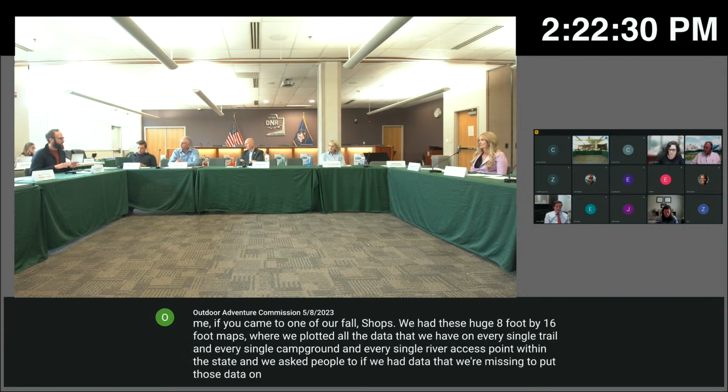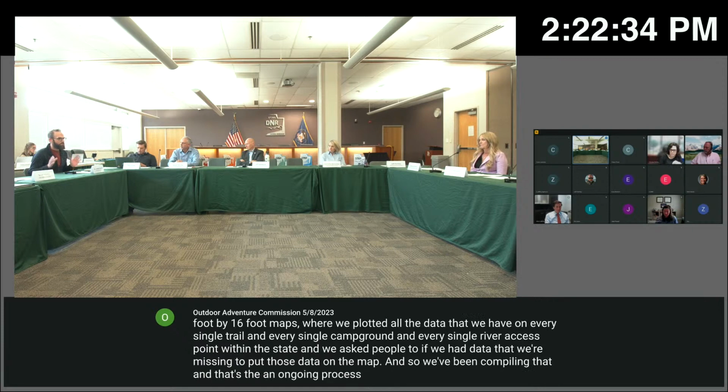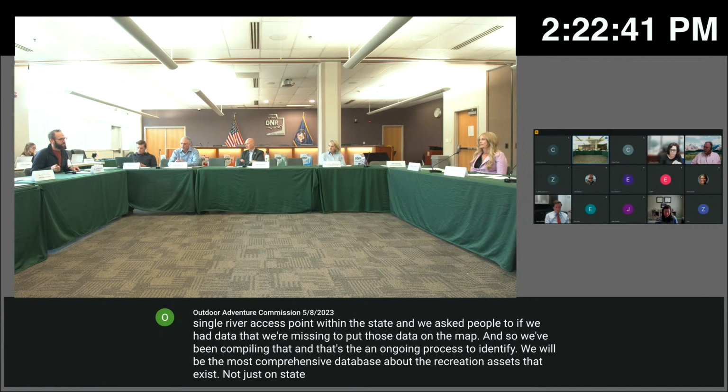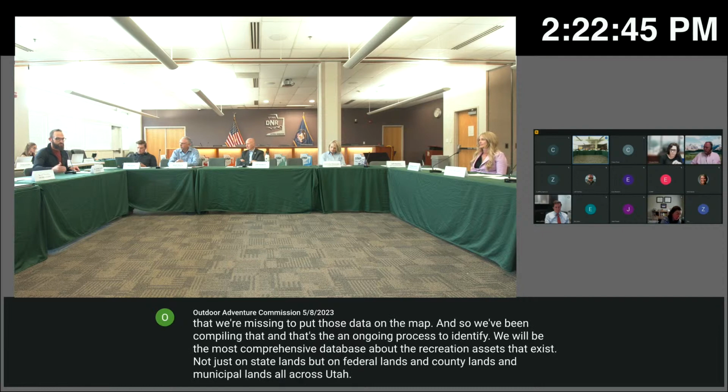And we asked people, if we had data that we're missing, to put those data on the map. We've been compiling that, and that's an ongoing process to identify what will be the most comprehensive database of outdoor recreation assets that exist, not just on state lands, but on federal lands and county lands and municipal lands all across Utah. So those are a summary of the tasks that we've been working on.